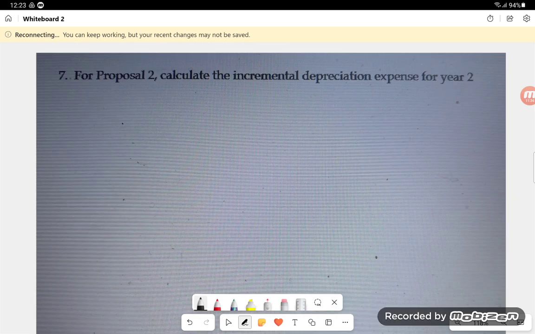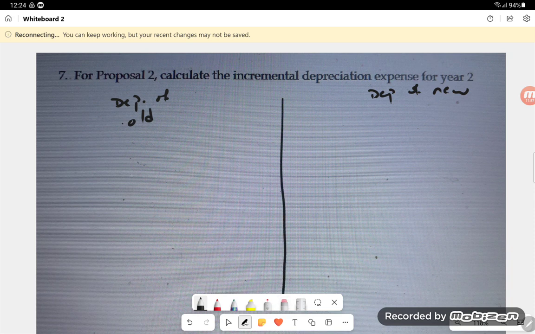Number 7. For proposal 2, calculate the incremental depreciation expense for year 2. Here we have to calculate the depreciation of the old asset and the depreciation of the new asset. You do not have to calculate for all years, okay? Just for year 2. But here, in order to explain more, I'm going to calculate for years 1 and 2 and 3.